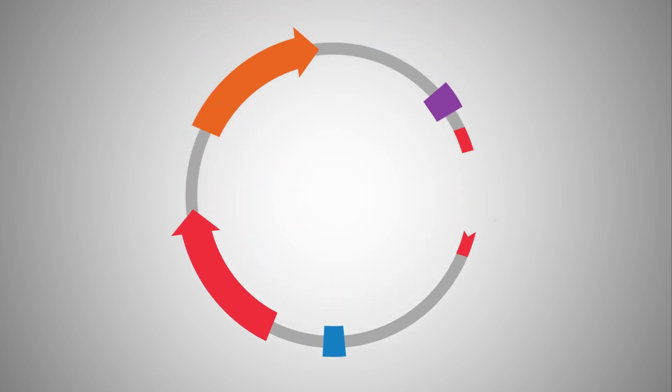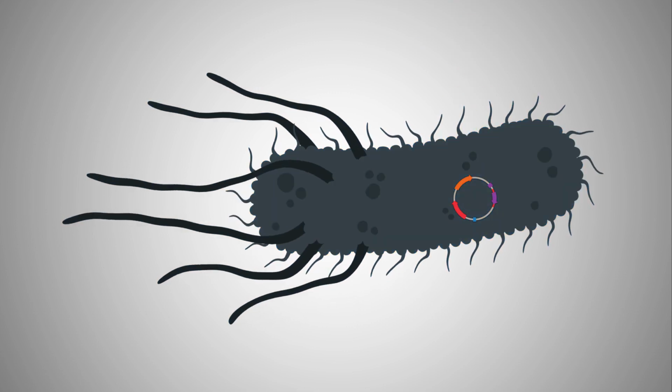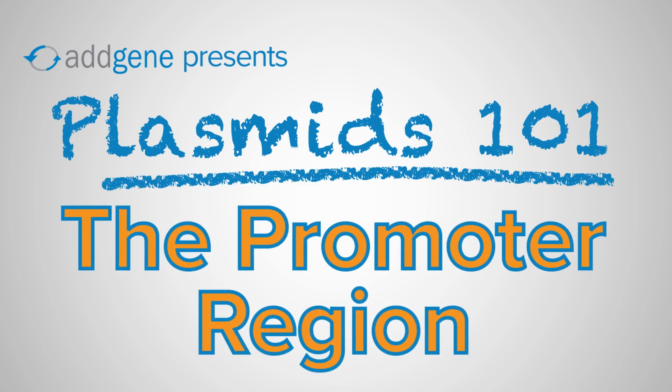Plasmids are so useful because of their flexibility. You can insert nearly any gene you want. Maybe a GFP gene to illuminate your work, or you're trying to study the effects of a specific mutation on cells. But how does the plasmid express the gene of interest? For an answer to that, let's talk about the promoter region.